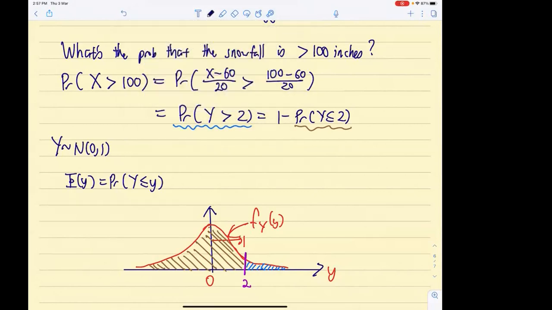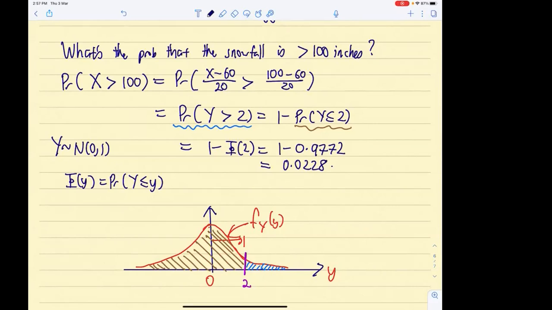What does our table say? You can read off the table as well as me. 1 minus phi of 2, and phi of 2 is 0.9772. I used to memorize the table, actually, when I was young. So this becomes 0.0228. Nowadays, we don't memorize tables anymore. But that's the way we do it.